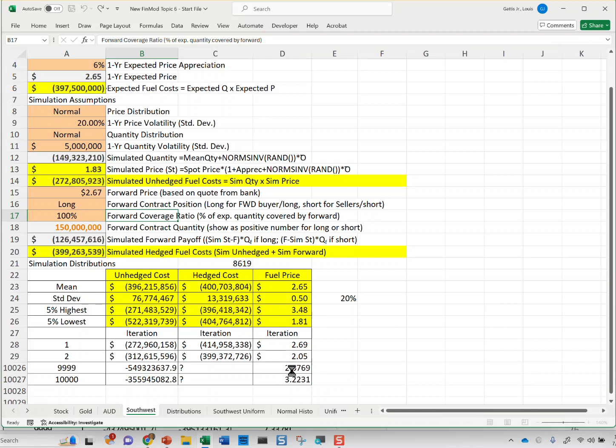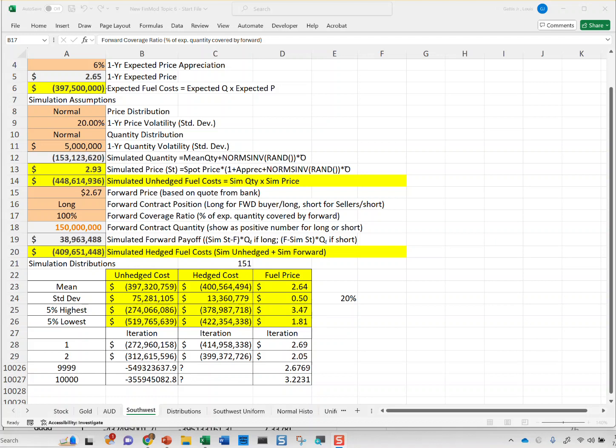So it's giving you an idea that the 5% highest and lowest simulated price of fuel is between 181 and 348, with a mean of 265 and a standard deviation of 50 cents. So I'll take a little break here, let that run, and we'll compare the results in a minute.